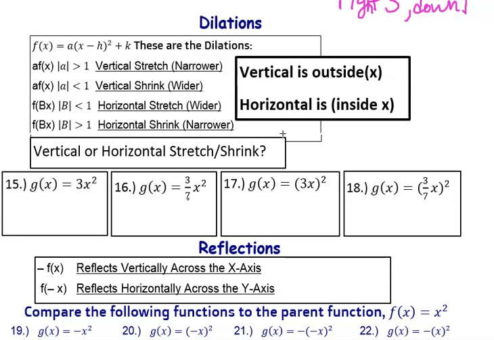If we look at number 16, that will be a vertical compression, a vertical shrink. And if we look at 17, we have g(x) = (3x) squared. That's an H compression. Okay, determine what the other two are. It's the two words that we didn't use yet.